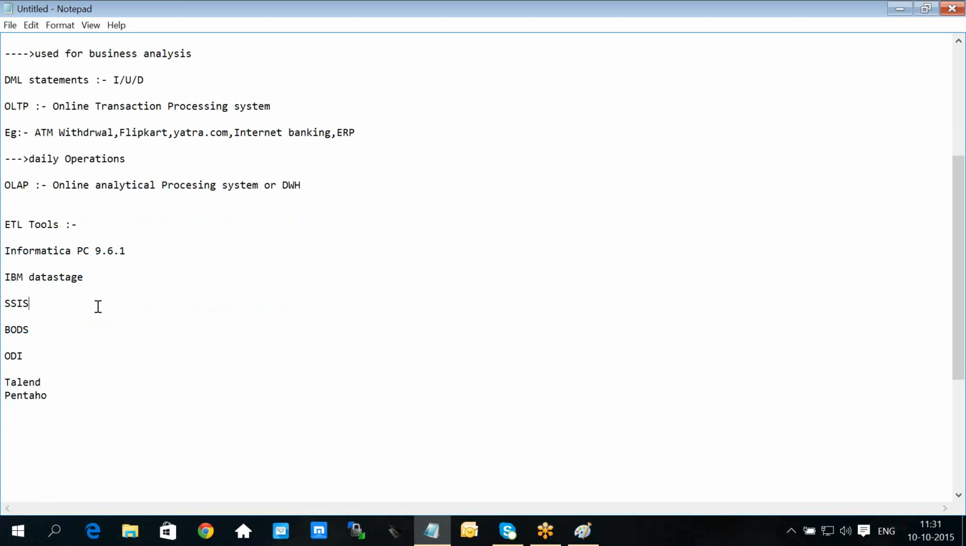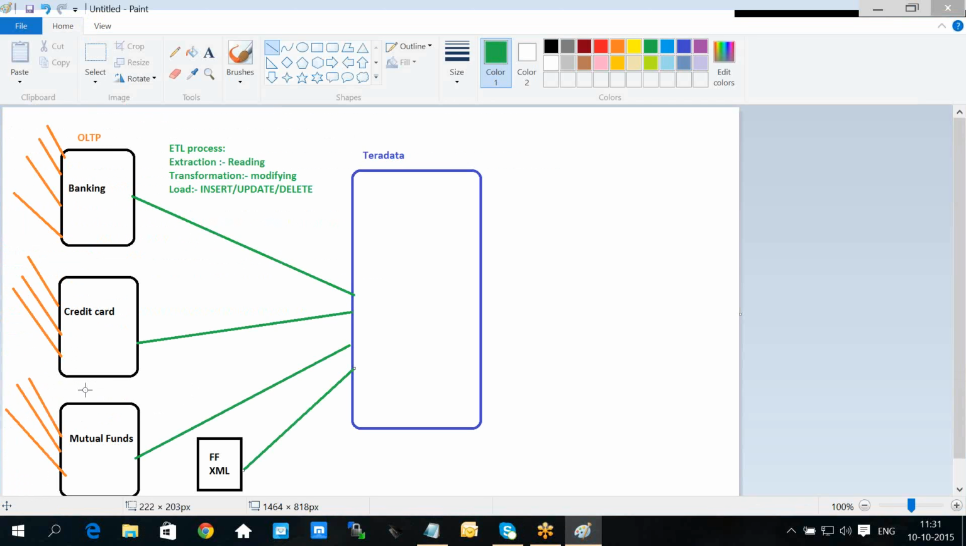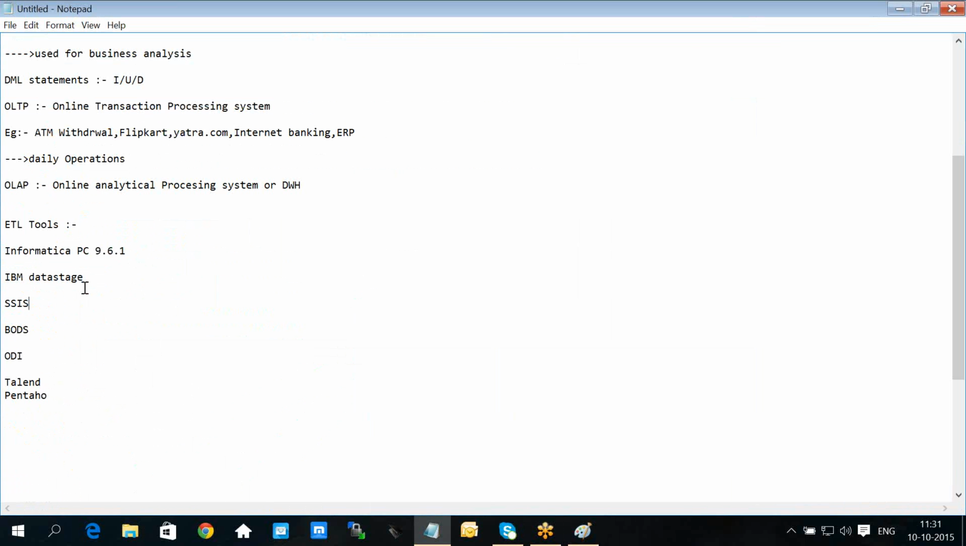It actually, okay, we'll talk about that, how it works. Basically, with all these ETL tools, what is the use is that it will actually integrate the data from one transactional system to the warehouse, or one transactional system to the other transactional system, kind of a thing. So these ETL tools are majorly used in the data warehousing industry.